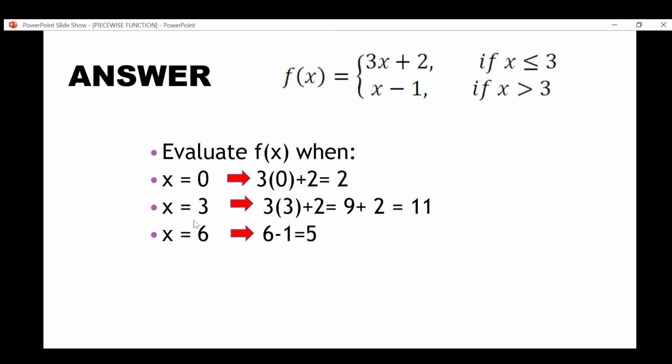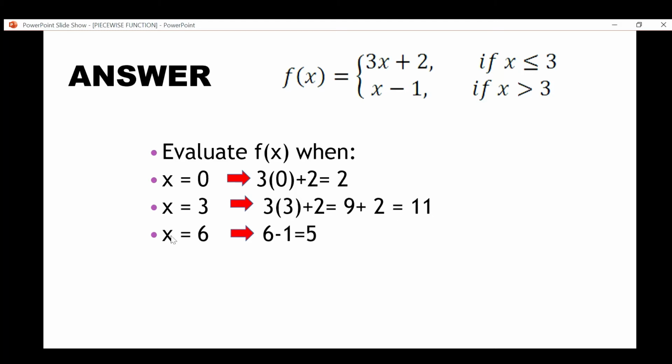Next, for x equals 3. So, 3. Here, our interval is closed, so the endpoint 3 is included. So, we will use this function. So, 3 times 3, substituting, plus 2. Okay, then simplify. 3 times 3, that's 9. Plus 2. Okay, so that is equal to 11.